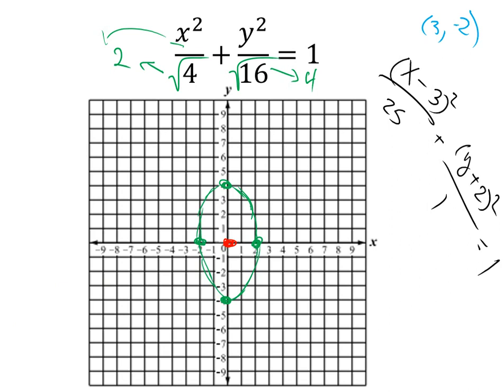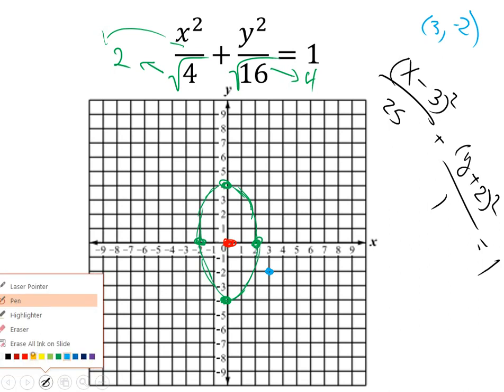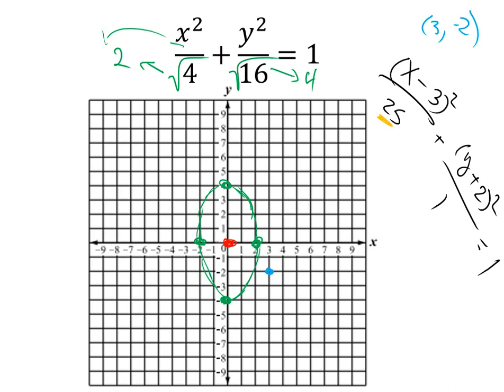Okay, remember you changed the signs, so we go 3, negative 2, which is down there. Okay. Now along the x-axis, we're going to be moving square root of 25, which is 5. So we're going to be moving 5 to both sides. 1, 2, 3, 4, 5. And then along the y-axis, square root of 1 is 1.